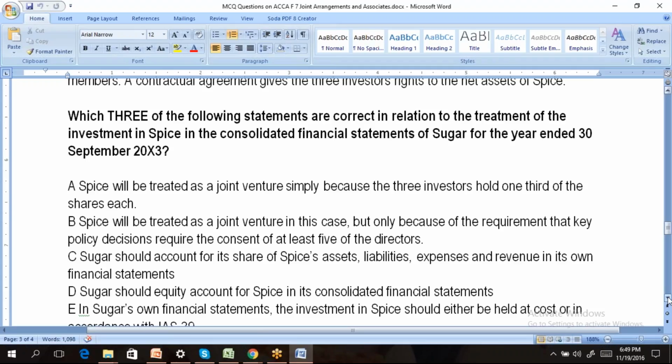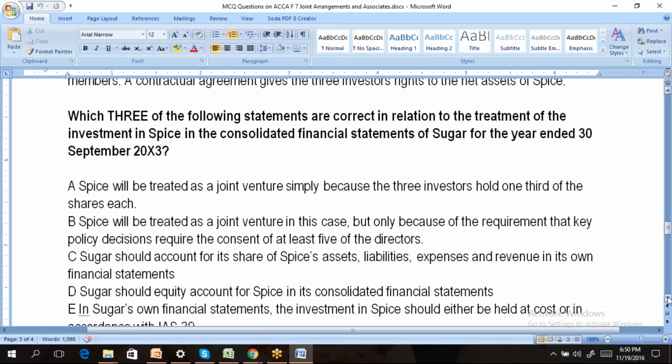A is right. Spice will be treated as a joint venture in this case. B says Spice will be treated as a joint venture, but only because of the requirement that key policy decisions require the consent of at least 5 directors. No, it is not because of the 5 directors, it is because of the unanimity of the 3 parties. So B is not right.